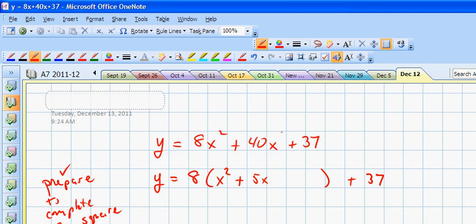Okay, so we prepare to complete the square, and then there's a little check here. Does that go back together? It's worth confirming in your head that that multiplied back together, distributed, plus 37 is the same as the line above. Yep. Great. So now y equals 8, then x squared plus 5x, and then you do plus. I just copy everything down.